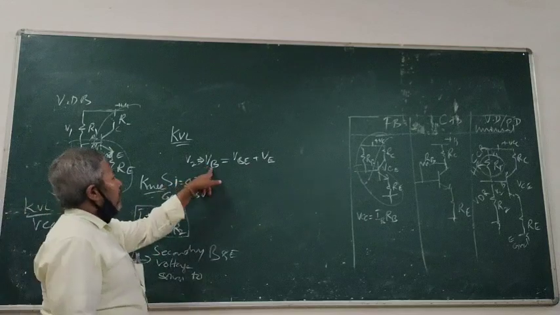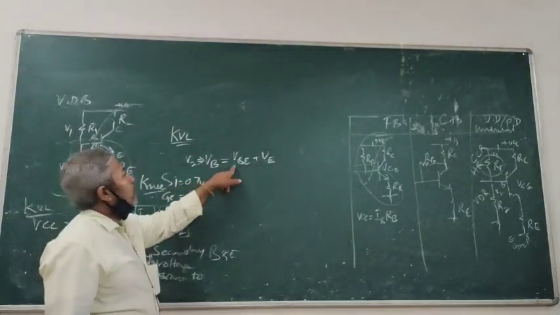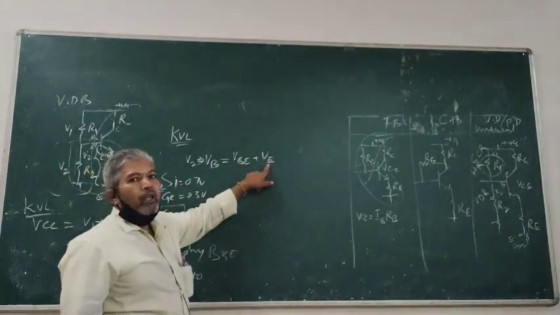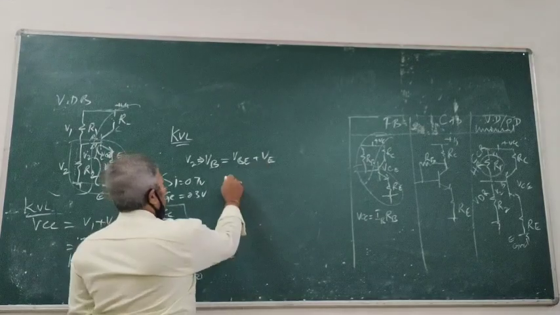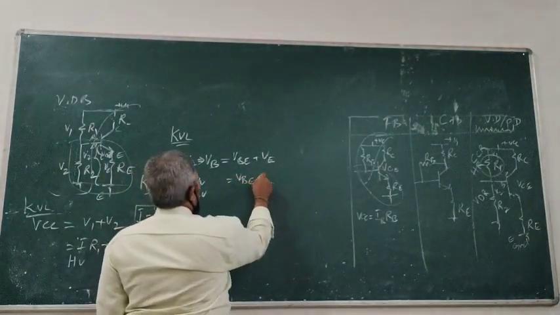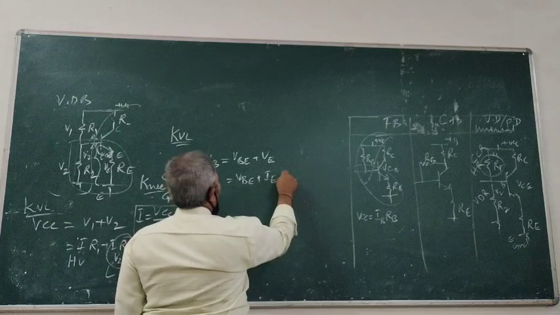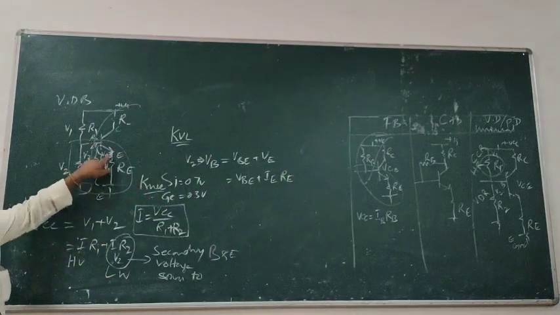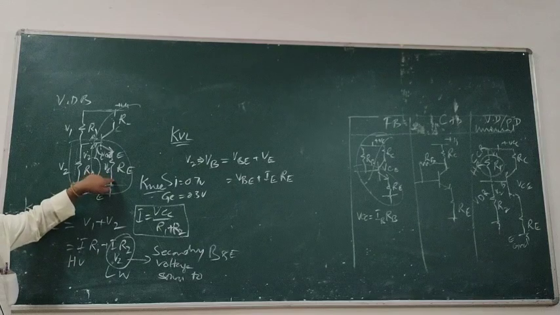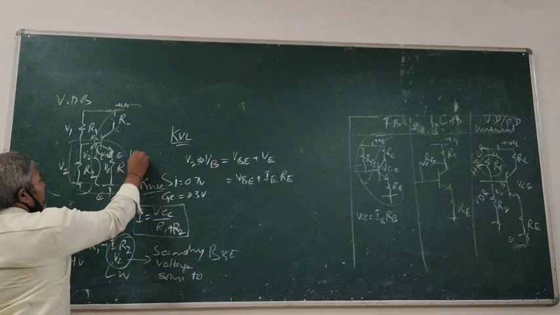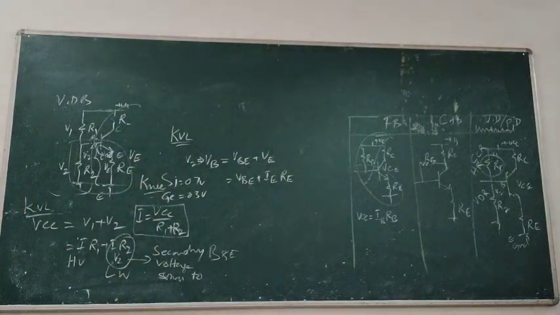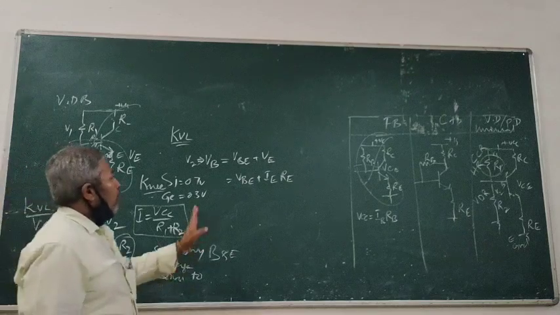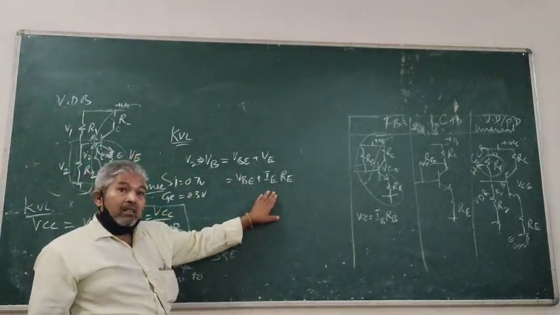Then the current from the base goes through VBE and VE. Now you can split this: VBE plus IE. The emitter current, the current passing from base to emitter, now becomes the emitter current. Due to that current a voltage drop exists, so you can call it VE. Understand?